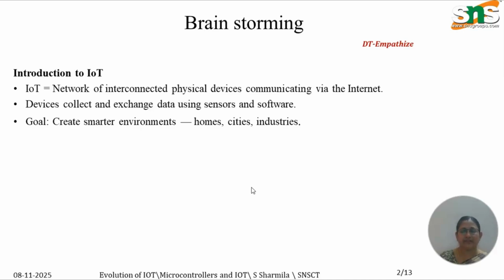IoT refers to a network of interconnected physical devices communicating via the Internet. These devices use sensors, embedded systems and software to collect, process and exchange data. The ultimate goal of IoT is to create smart environments, whether in homes, cities, industries, healthcare or agriculture, where systems operate intelligently with minimal human intervention. IoT is now one of the most transformative technologies across sectors.